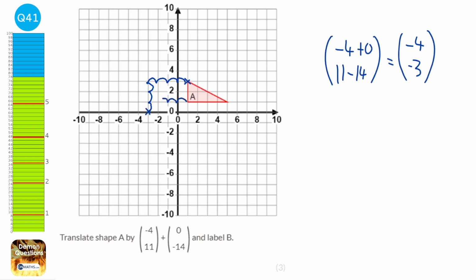So 1, 2, 3, 4. 1, 2, 3. 1, 2, 3, 4. 1, 2, 3. And when we've done that, we can join them all up with straight lines. And label the new shape B.